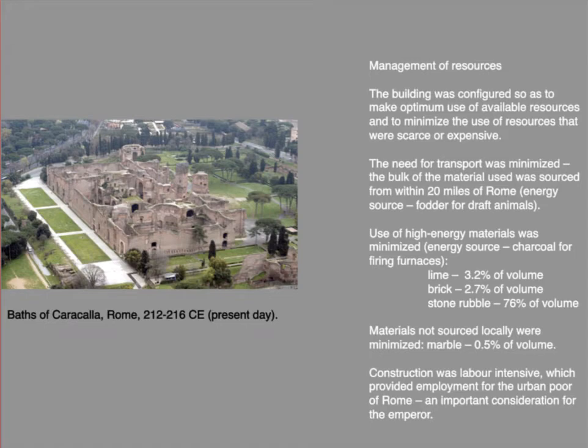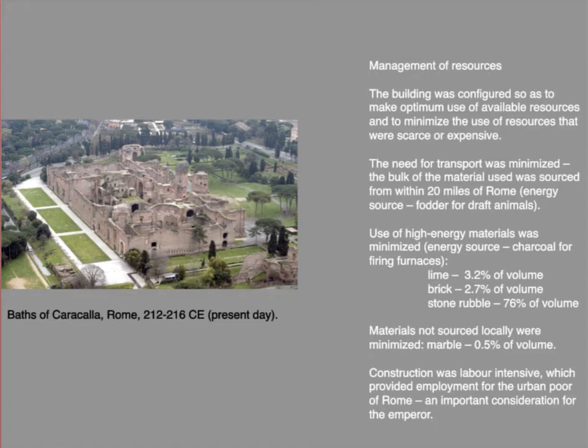Rome was essentially an agrarian economy. The bulk of the material for the building was sourced locally from within 20 miles of Rome to minimise transport cost. To minimise the heat energy required, the quantities of lime and bricks in the fabric of the building were kept as small as possible. Lime accounted for only 3.2% of the volume and bricks 2.7% of the volume.